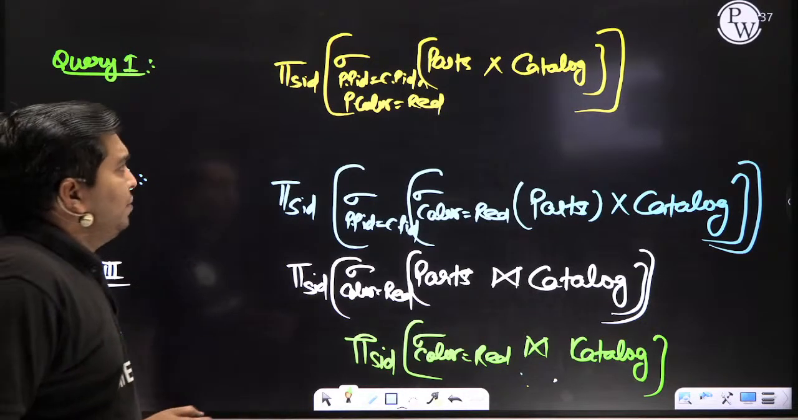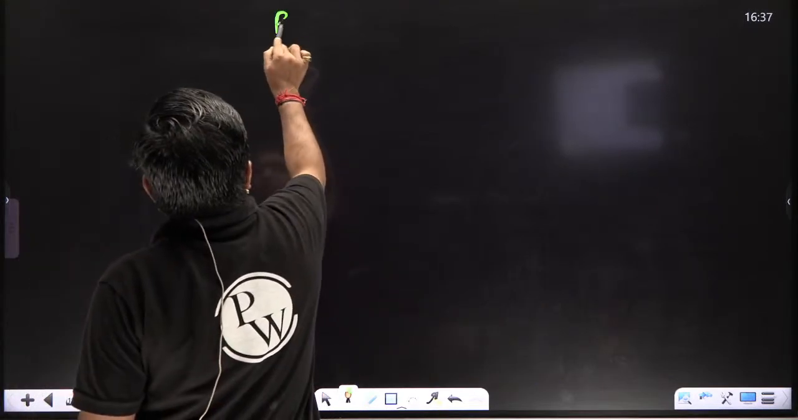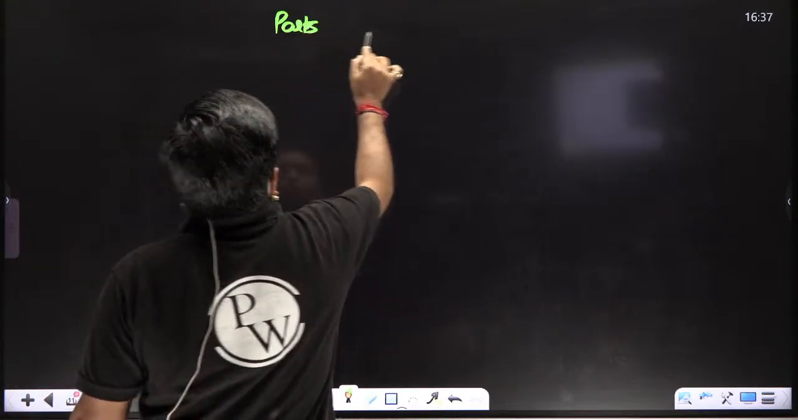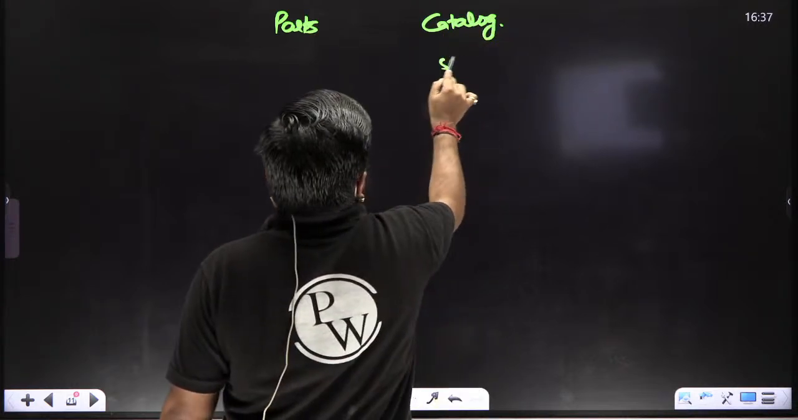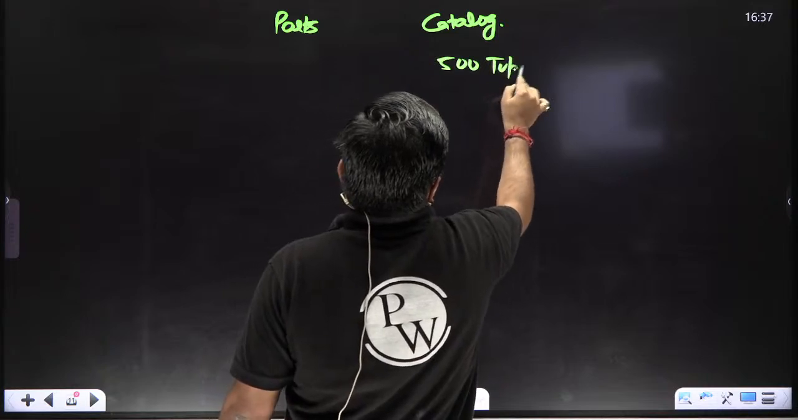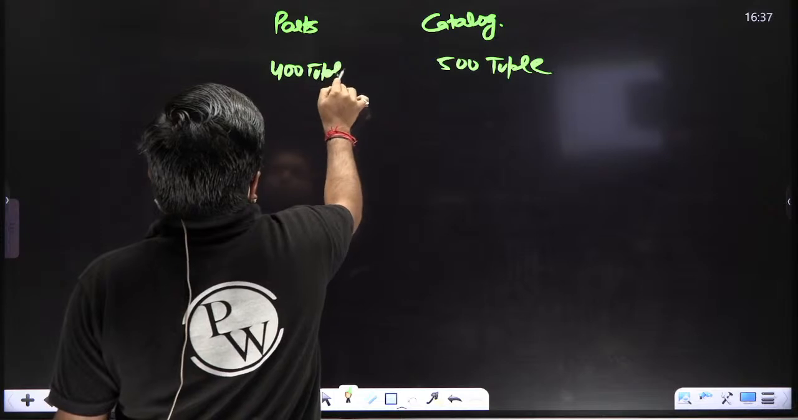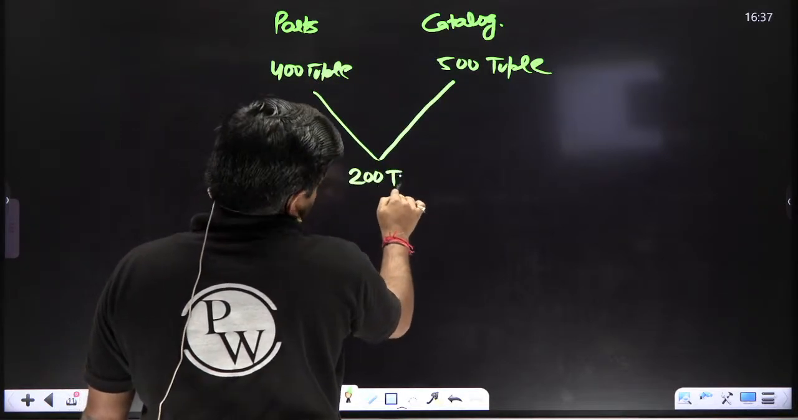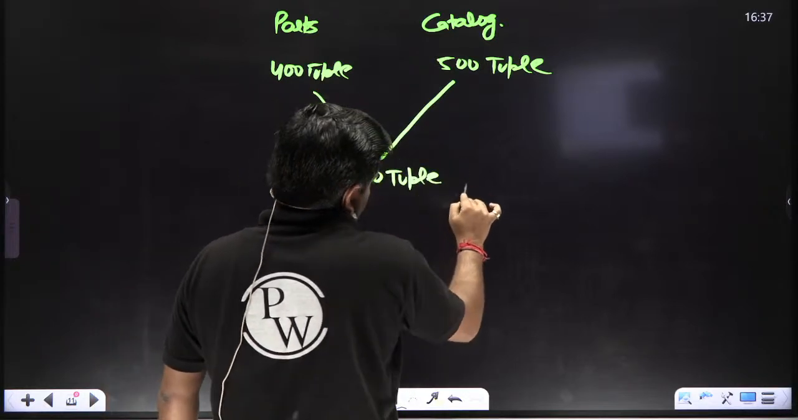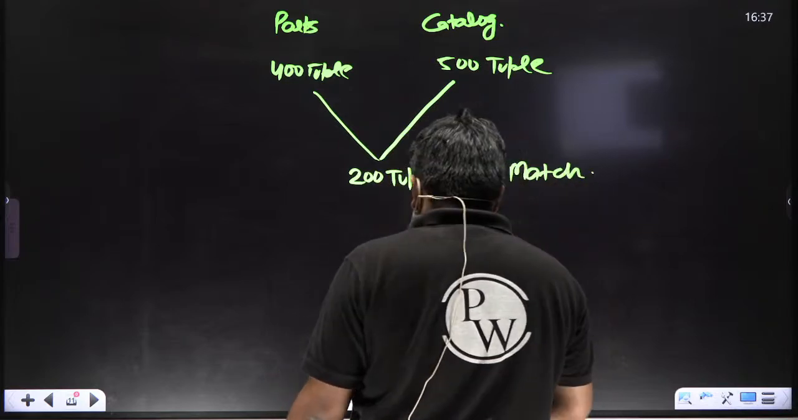Let us assume some example. Query third. Assume some example. There are two tables, parts table and catalog table. Here we have 500 tuples. Here we have 400 tuples. 200 tuples such that in which PID matches. PID match. Getting my point?